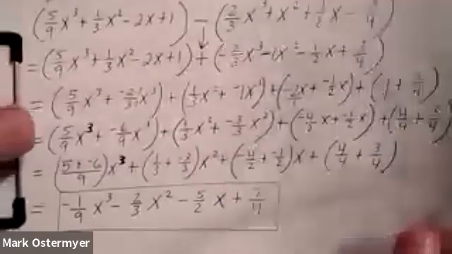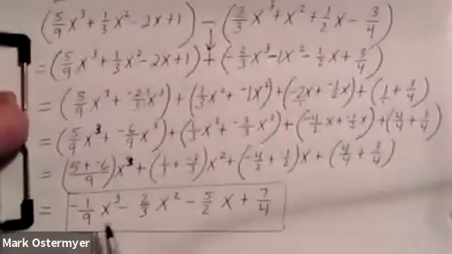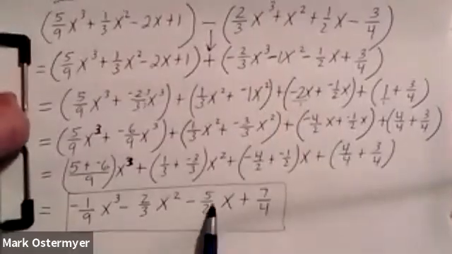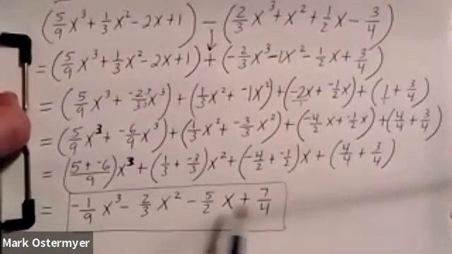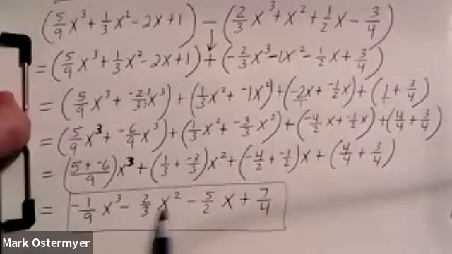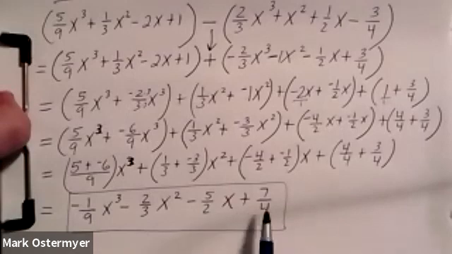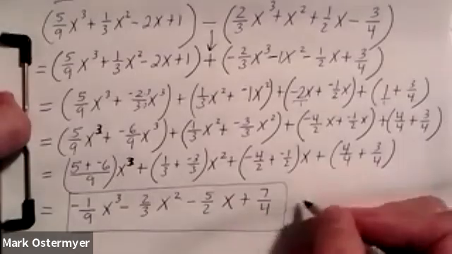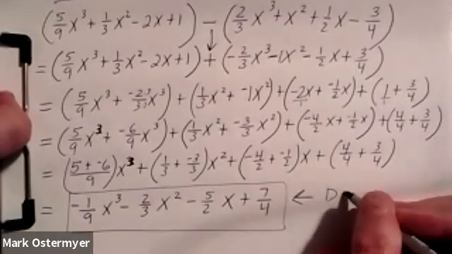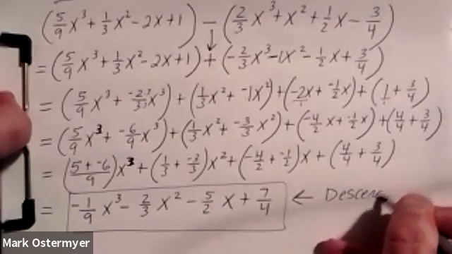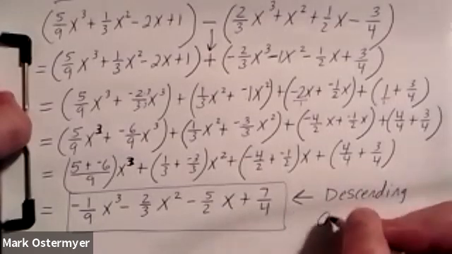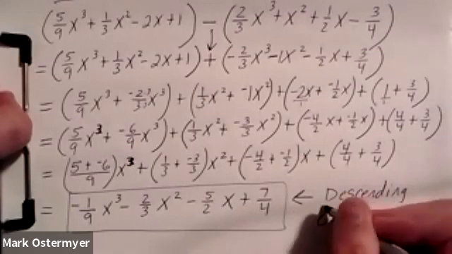I have a question here. Is my final answer in descending order? Yes, it is, because this is a third degree term, second degree term, first degree term, 0th degree term. So we would say this is written in descending order. And polynomials are usually always written in descending order.